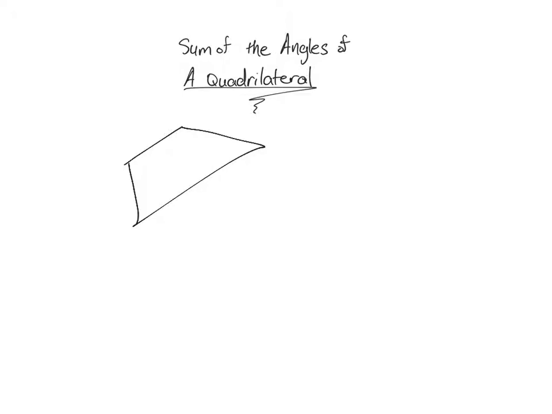So my argument is that the sum of the measures of the angles of this shape, of any quadrilateral as a matter of fact, will always be 360 degrees. And I will tell you why. So remember that when we did the sum of the measures of the angles of a triangle, we confirmed that it will always be 180. Well, if you take a careful look at your quadrilateral, it's actually made up of two triangles.